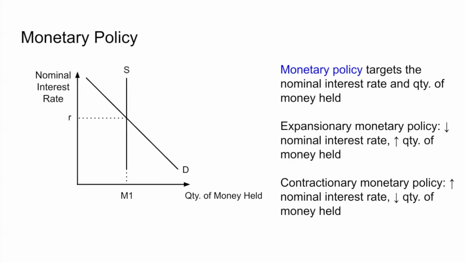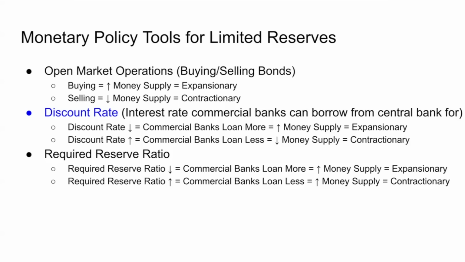Monetary policy targets the nominal interest rate and quantity of money held in order to counteract inflation or a recession. Expansionary monetary policy aims to decrease the nominal interest rate, which would increase the quantity of money held. Therefore, people would spend and invest more. Whereas contractionary monetary policy aims to increase the nominal interest rate and decrease the quantity of money held in order to counteract inflation. There are several monetary policy tools the central bank can implement in limited reserves, which means a downward sloping demand curve, as we just saw.